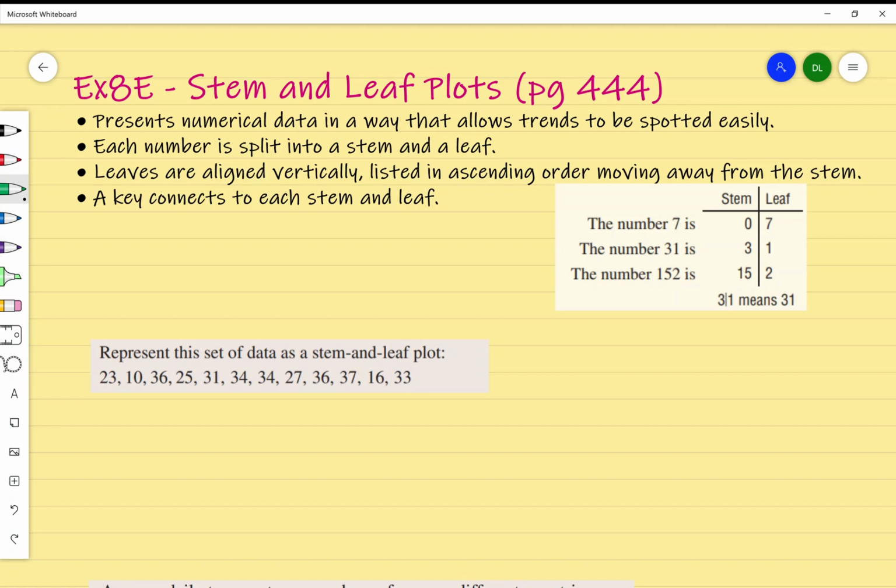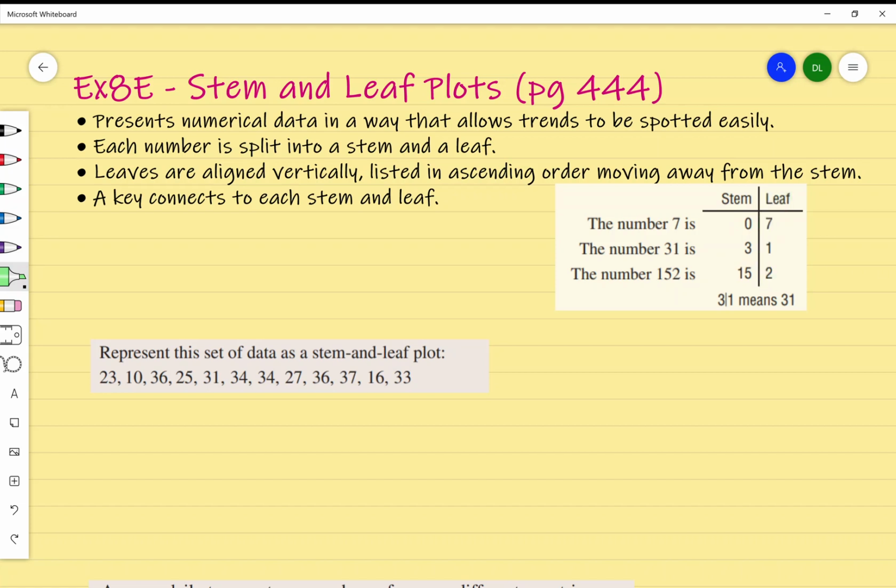So in a stem and leaf plot, each number is split into a stem and a leaf. Leaves are aligned vertically and listed in ascending order, moving away from the stem. Now, these words probably don't mean as much until we get into it, but an example I've provided on the right hand side should explain a little bit. So we have the stem on one side. Typically in year 7 we only do one stem, and we'll look at it from the left hand side. So the stem is on the left hand side, and on the right hand side, we have the leaf.